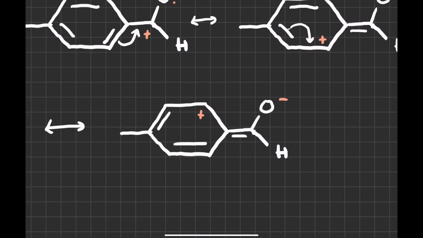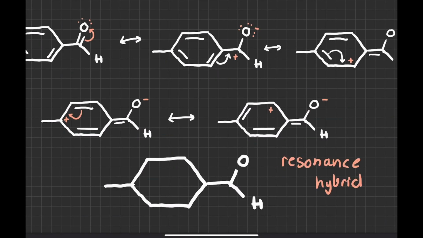And how do we know this? Well, if we were to move this pi bond here and then put this back, we would just get what we started with. When starting to draw the resonance hybrid, just draw out all the sigma bonds and ignore the double bonds for now.